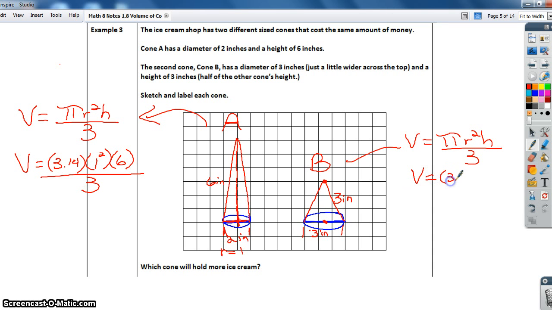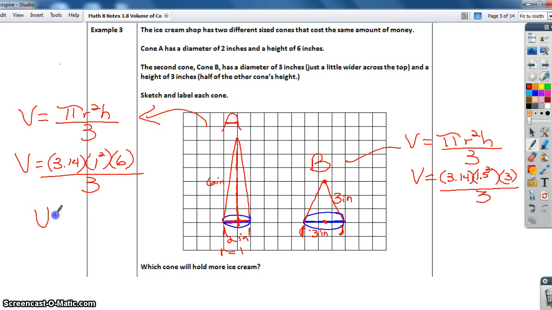Volume equals 3.14 times what's the radius in this cone B? Because the diameter is 3, what's half of 3? 1.5, and that has to be squared, times the height, which is 3. Divide that all by 3. Don't do any rounding, just leave everything. They're all terminating decimals, so just, what do you get for an answer? Take all this times each other. What is 1 squared, by the way? 1, good.